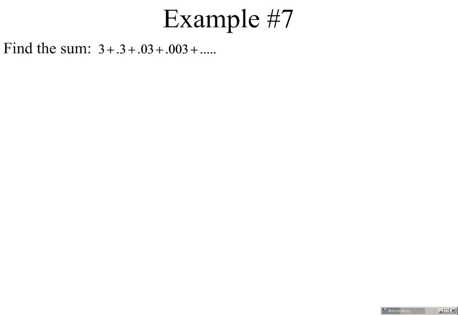Number 7, find this sum. First of all, we need to figure out what the common ratio is. What are we multiplying by each time to get the next term? Our common ratio is 0.1. Our first term is 3. Absolute value of our common ratio is less than 1. Therefore, there is a sum. Sum is the first term over 1 minus the common ratio. Plug that into your calculator. You get 3 1/3 or 10/3.